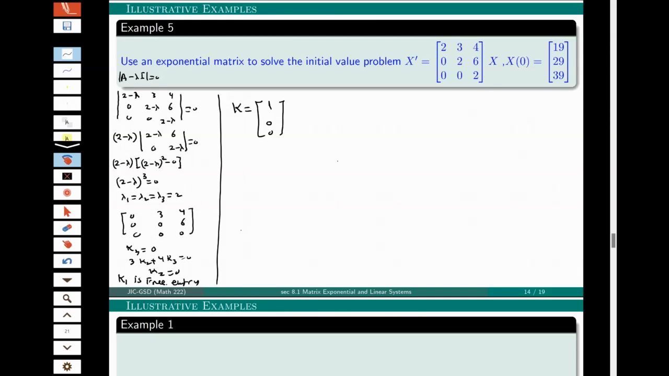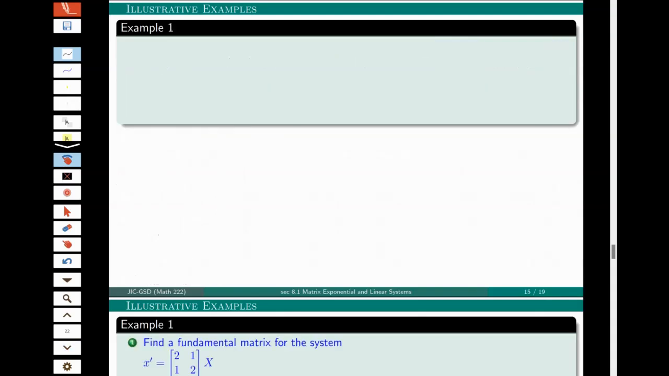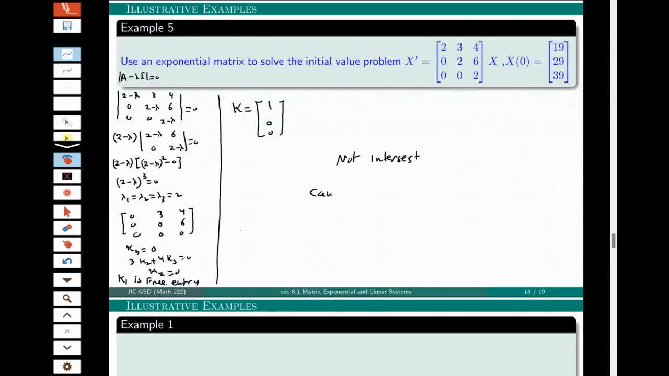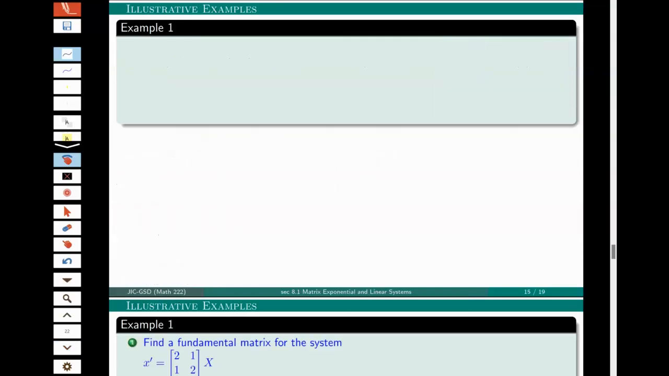You can ignore this one because we are not interested in repeated eigenvalues. Now we are repeating the same story. That is cancelled, we are not interested in that one. Okay, now we repeat the same story.